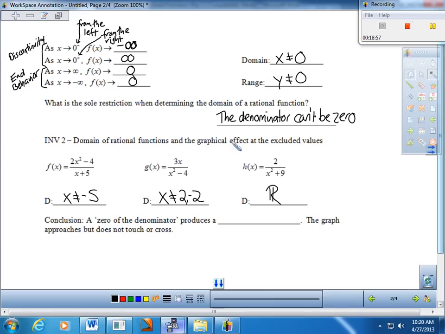All right, hope that works for you at this stage. So conclusion, a 0 of the denominator, so whatever we exclude from the domain, produces a vertical asymptote. There's where we're getting them.